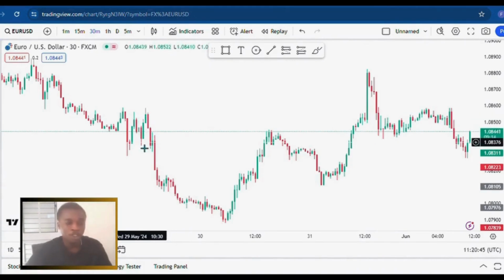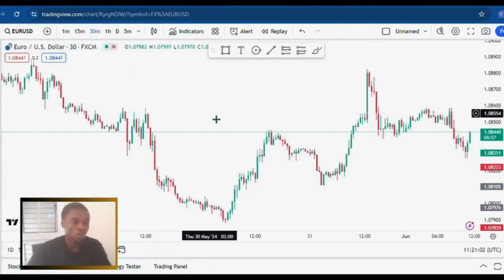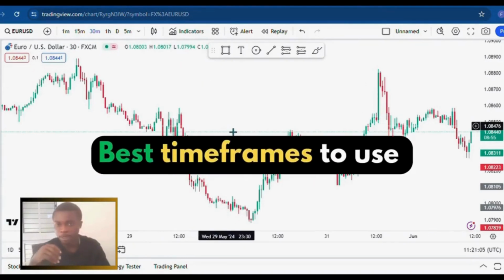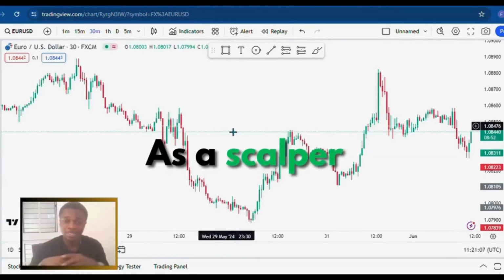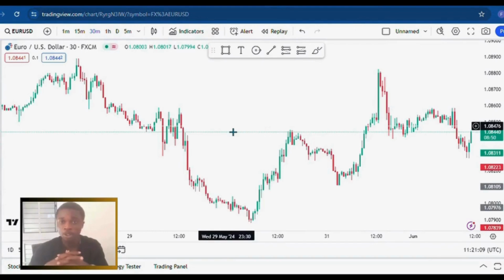So for each time frame you are making use of, that's the time it takes for the candlestick to close. That's a mistake most of you make. As a scalper, you're making use of a day trader's time frame, like a 30 minutes time frame, which is a day trader time frame. So I'm going to be showing you the best time frame that you should be using as a scalper, which is a much lower time frame compared to the day trader.